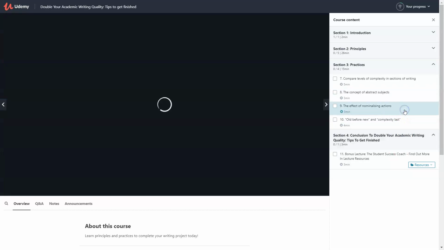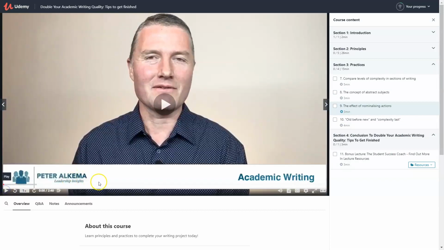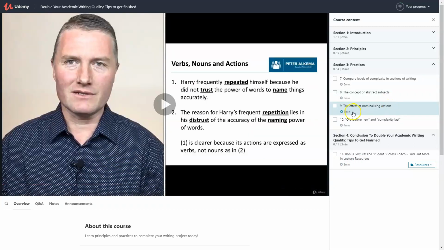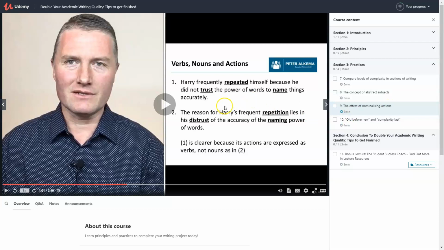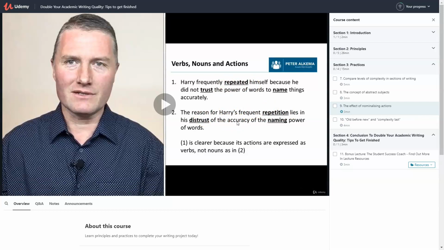We also look at the effect of nominalizing action. So another big mistake that people make is that they turn their verbs into nouns, and this is called the nominalization of actions. So that you can see here, instead of just using the word repeated, we convert that into the word repetition, and it adds a number of words into the sentence, and it clutters your sentences. So I really teach my students how to go back to the original verb form of the action word in the sentence.